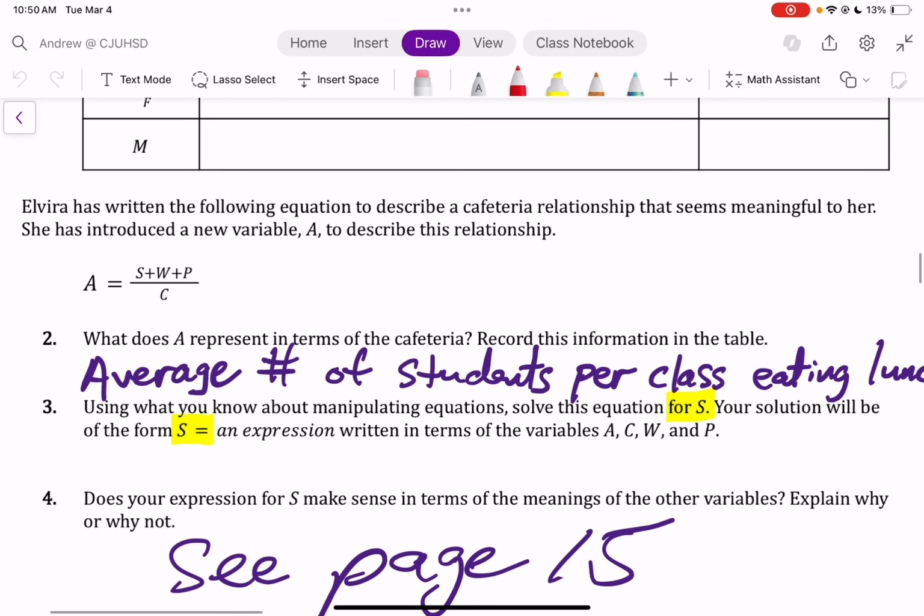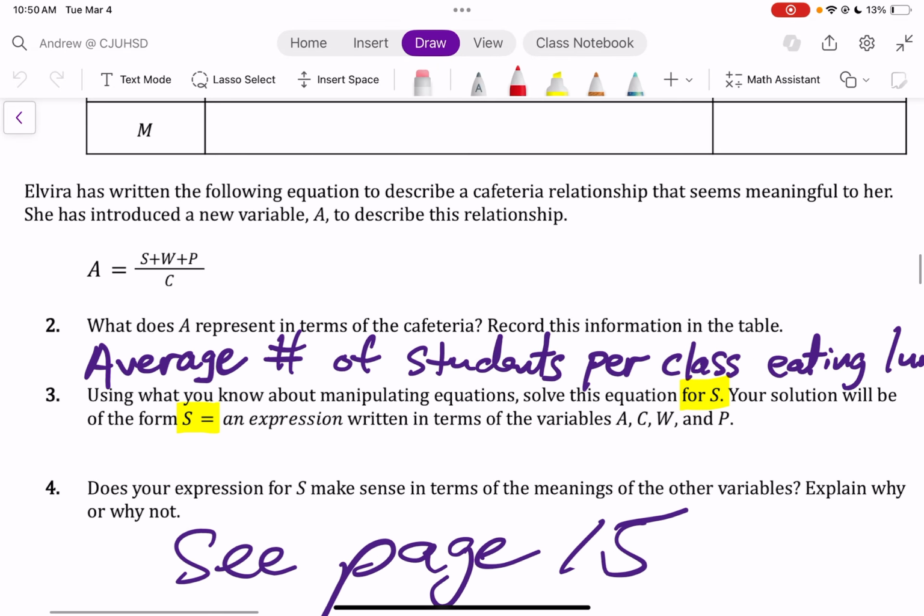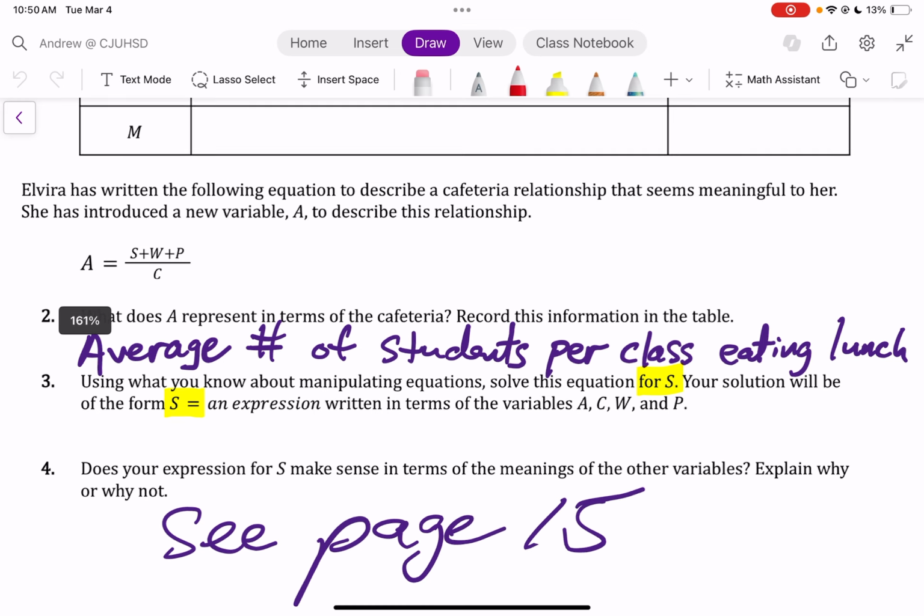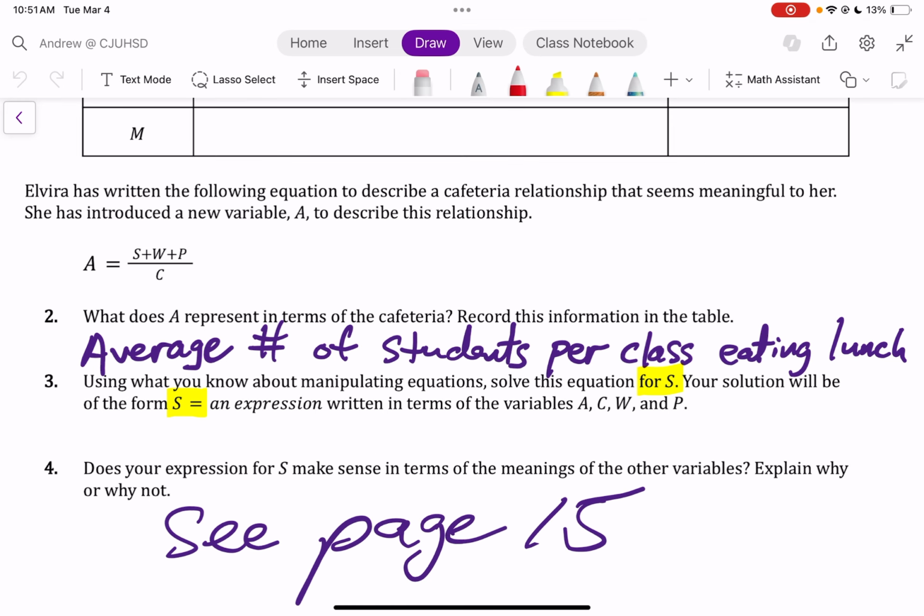Now, following that, we had this equation, A equals (S plus W plus P) divided by C. And S plus W plus P is the number of students in each of those 3 lines. C is the classes. So since we're dividing by classes, that is an average, A for average, the number of students per class eating lunch. Remember, not all students have to eat lunch in the cafeteria.